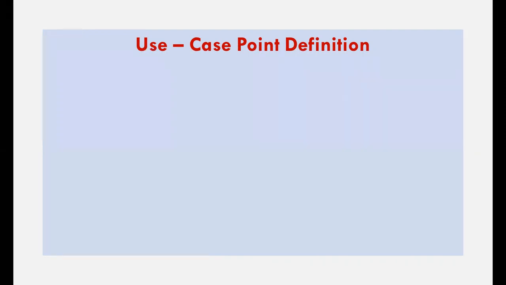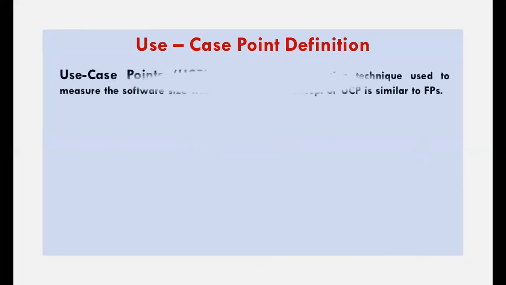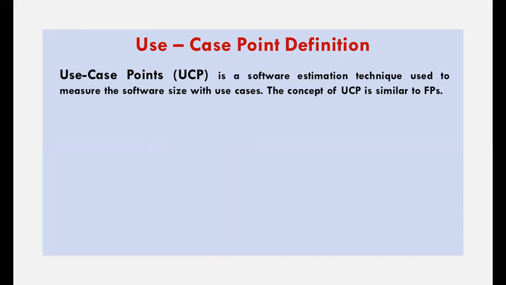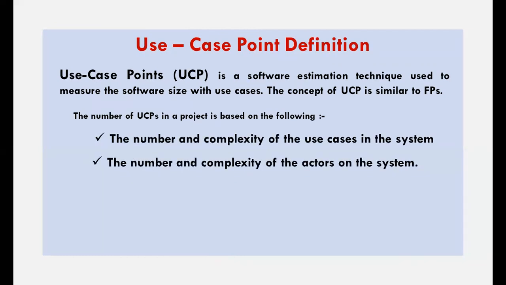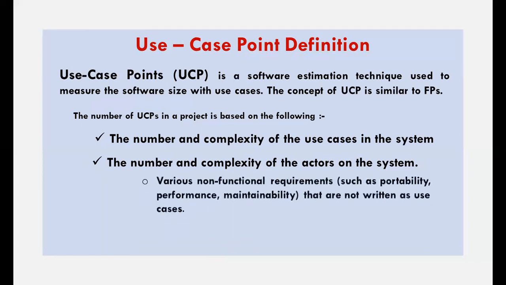Now coming to the definition of use case points. Use Case Points (UCP) is a software estimation technique used to measure software size with use cases. The concept of UCP is similar to function points (FPs), and the number of UCPs in a project is based on the following: the number and complexity of the use cases in the system, the number and complexity of the actors on the system, and also various non-functional requirements such as portability, performance, and maintainability that are not written in use cases.